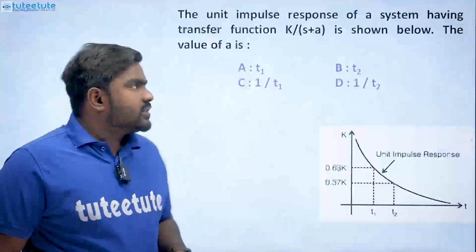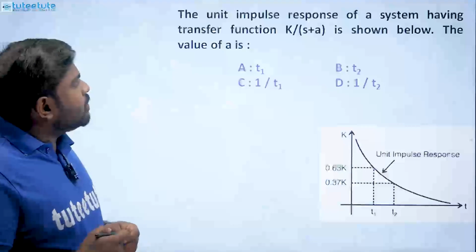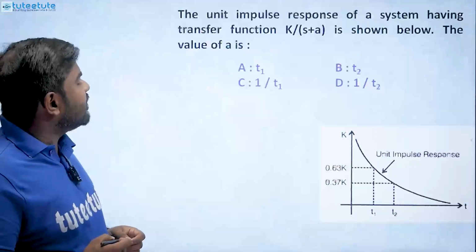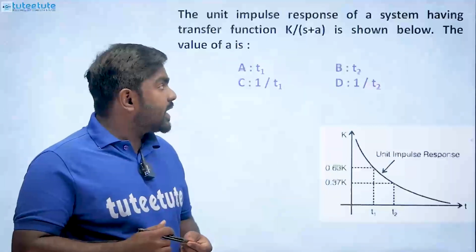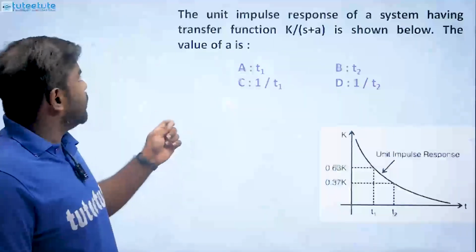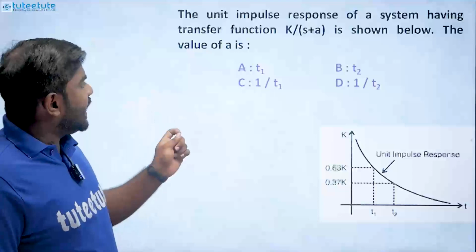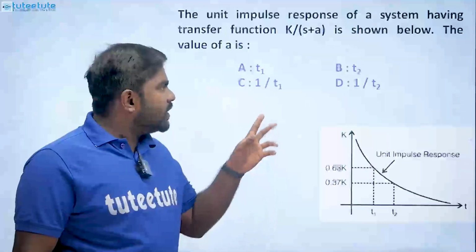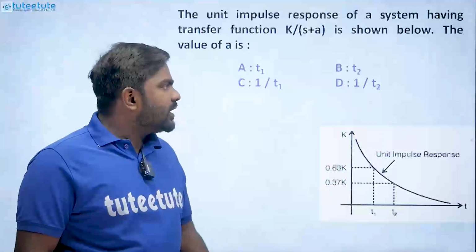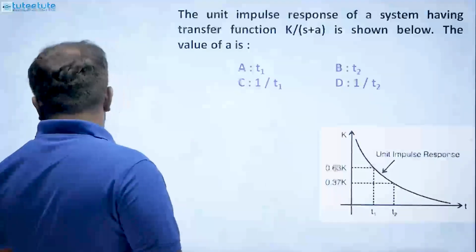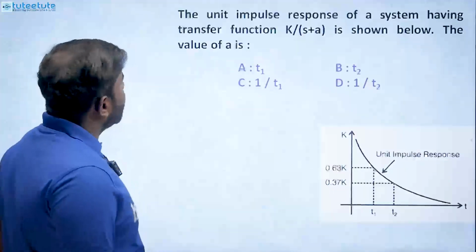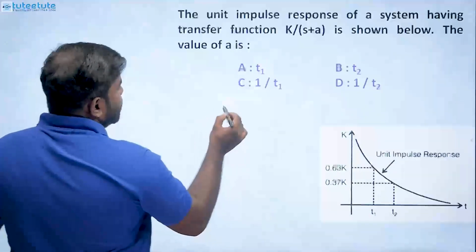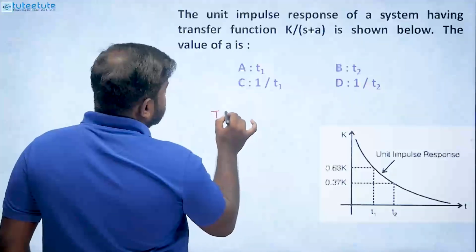Next question. The unit impulse response of a system having transfer function K divided by s plus a is shown below. The value of a is: options T1, T2, 1 by T1 and 1 by T2. Let's see how to do it. First, the transfer function is given. Your transfer function is nothing but what?